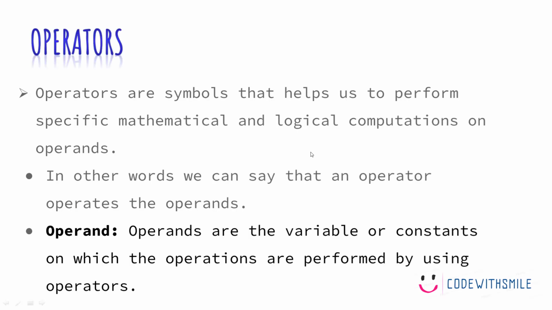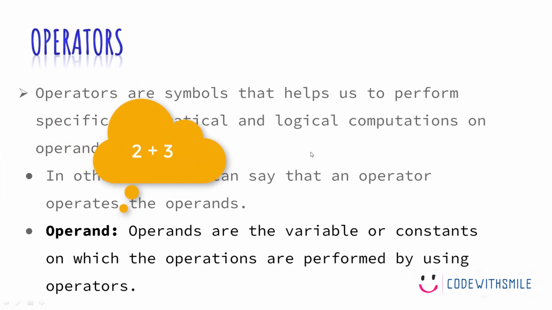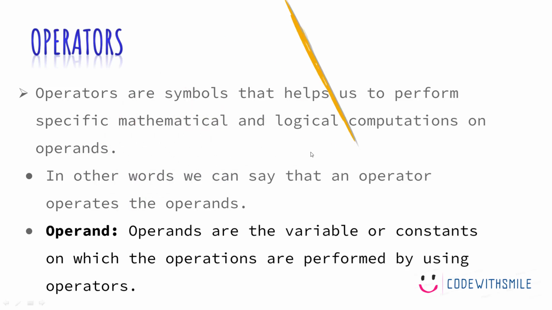Operators. We have already studied about operators in brief in our first video. Operators are the symbol that help us to perform specific mathematical or logical computations on operands. Now what are operands? Operands are the variables or numbers on which the operation is performed. Let's say 2 plus 3. In this, 2 and 3 are operands and plus is an operator.